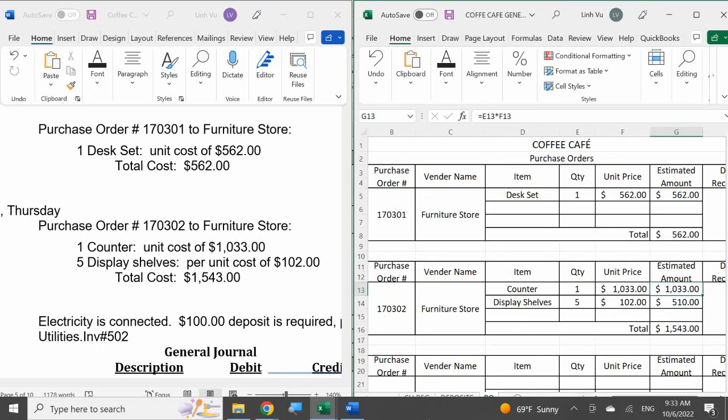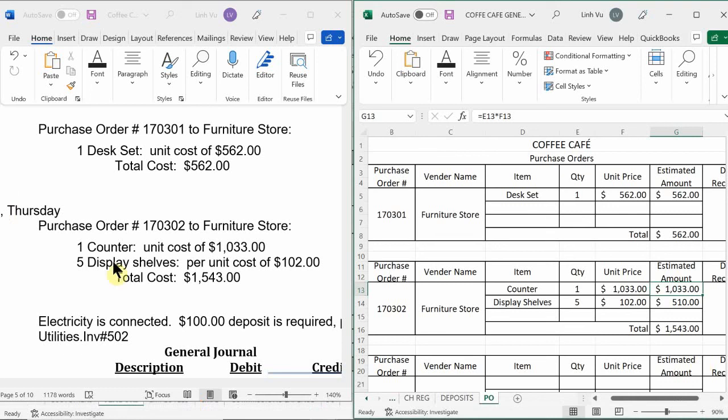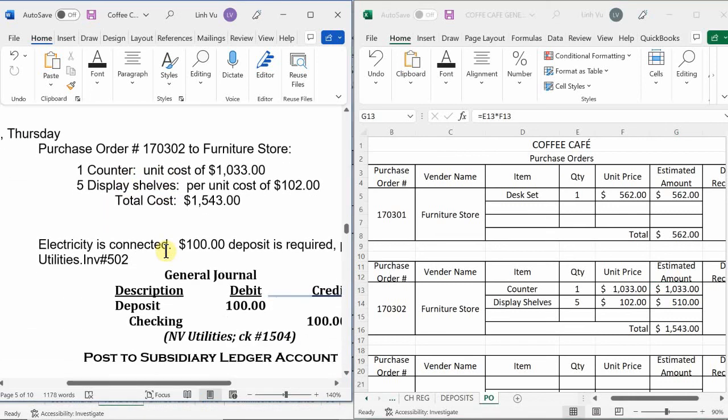Okay, so were you able to finish filling out the purchase order? Yeah. Okay. All right. So let me know so I can move along.